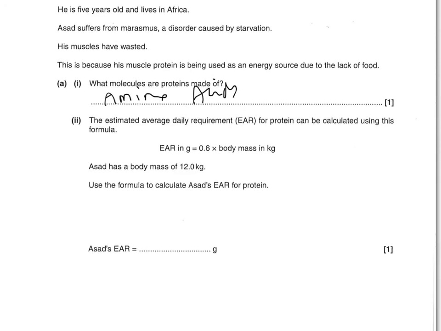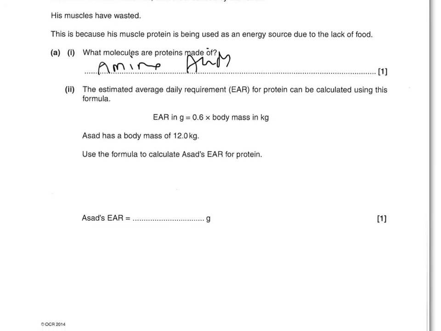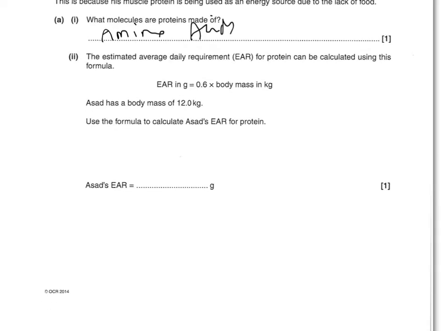And then the estimated average daily requirement, EAR, for protein can be calculated using this formula. There it is. Assad has a body mass of 12 kilograms. Use a formula to calculate Assad's EAR for protein. So that's simply 0.6 times by 12. Just use the formula, plug in the number. So that is 7.2.